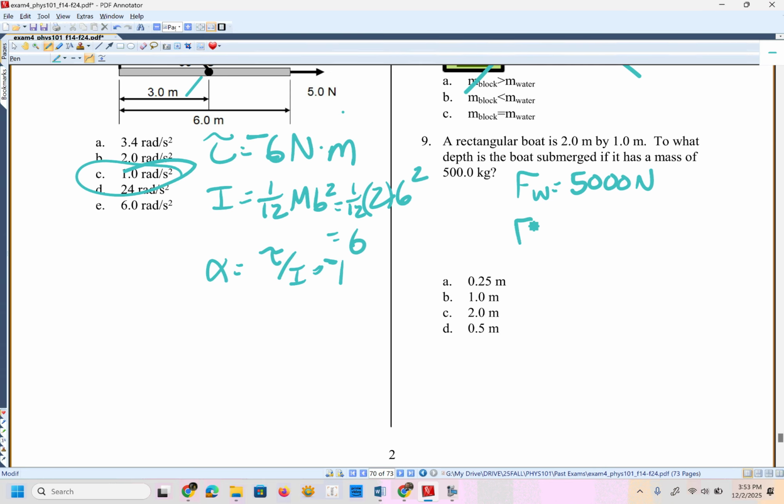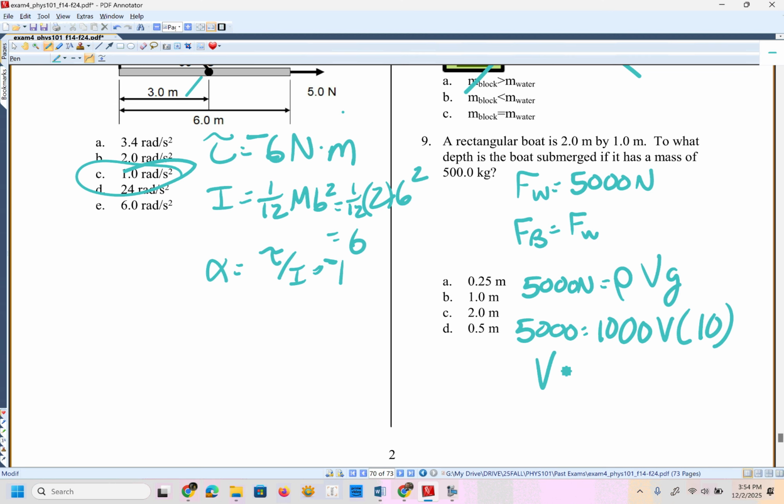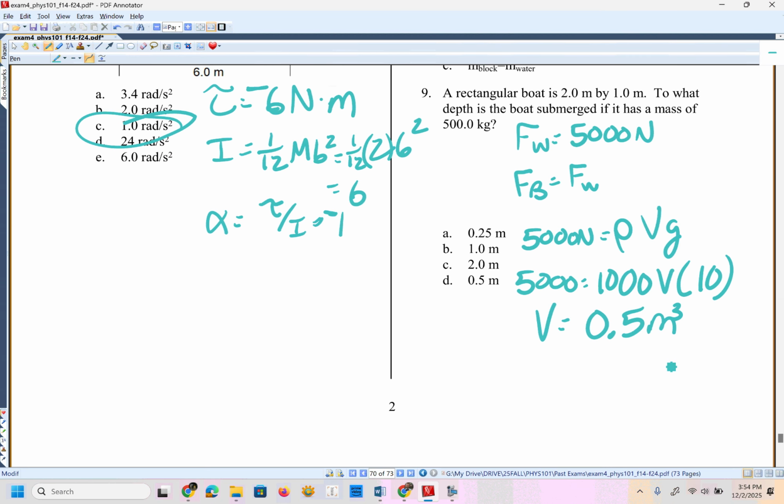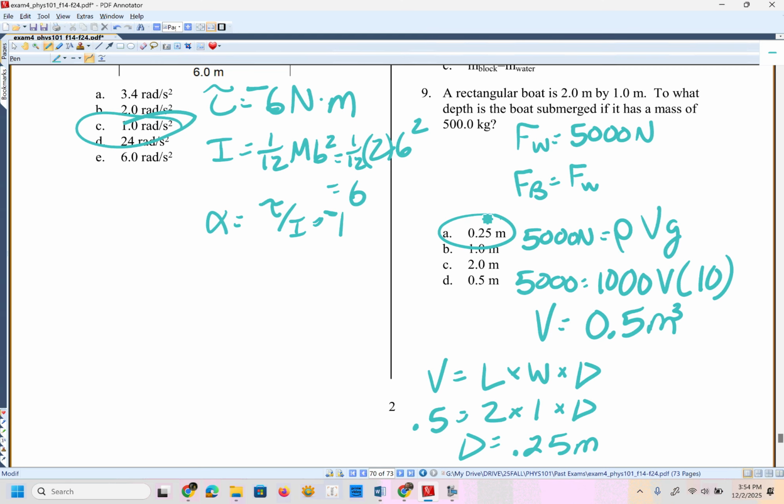And that means if it's floating, the buoyant force is equal to the weight. So the buoyant force, which is 5,000 newtons, equal to the weight, is equal to the density of water, rho Vg. That's equal to 1,000 times volume times 10. That means the volume is 0.5 cubic meters. Now the volume is length times width times depth, or height. That's 0.5 is equal to 2 times 1 times the depth. So depth is equal to 0.25 meters. So A is the right answer.